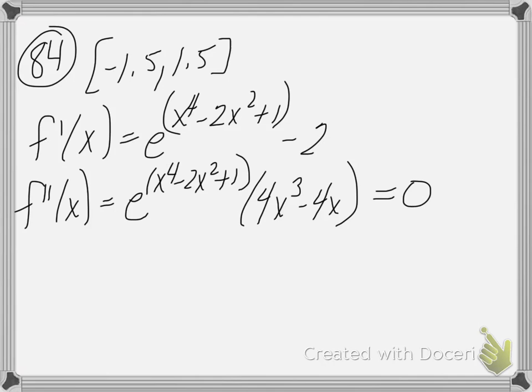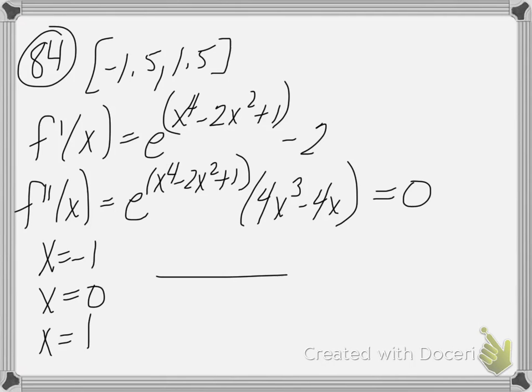Obviously we cannot do that by hand, so we're going to do that on the calculator, and you're going to set your window from negative 1.5 to positive 1.5, and you should get 3 answers: x equals negative 1, x equals 0, and x equals 1. Those are all in your interval.